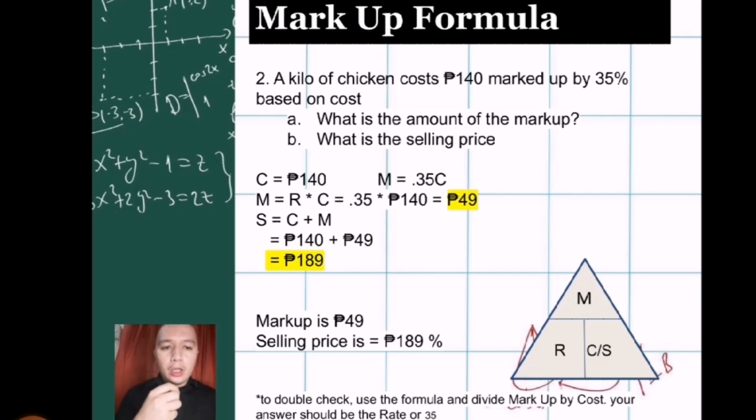Now to double check, use the formula and divide markup by cost, which is again shown in our pyramid. Your answer should be rate of 35. Going back to our given.